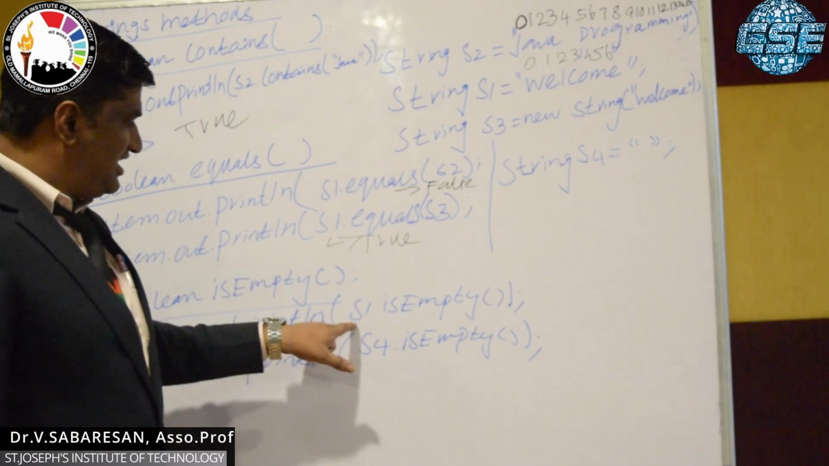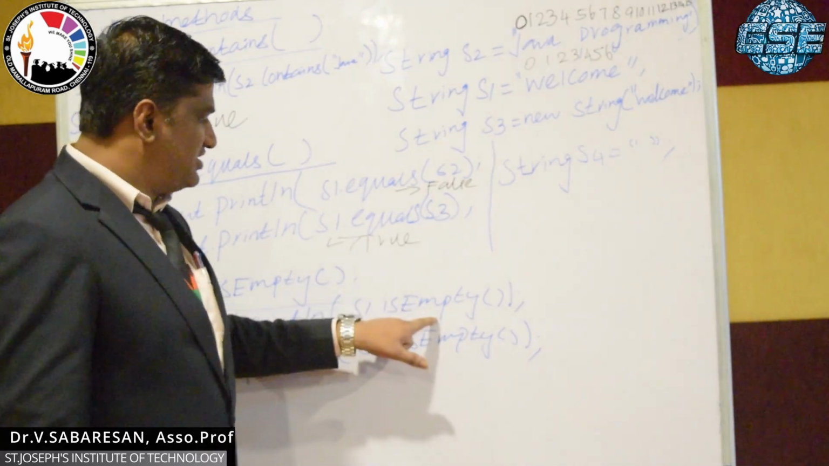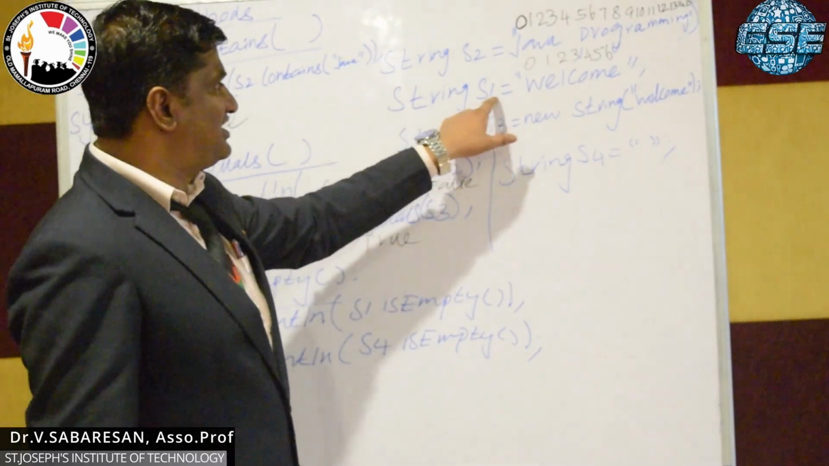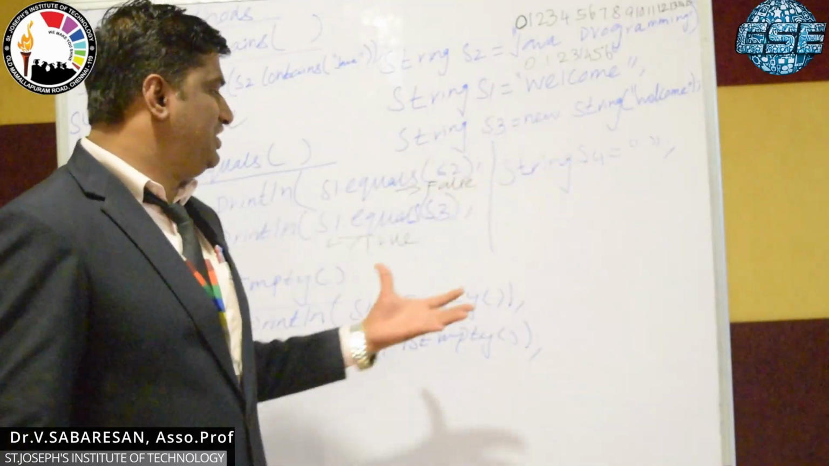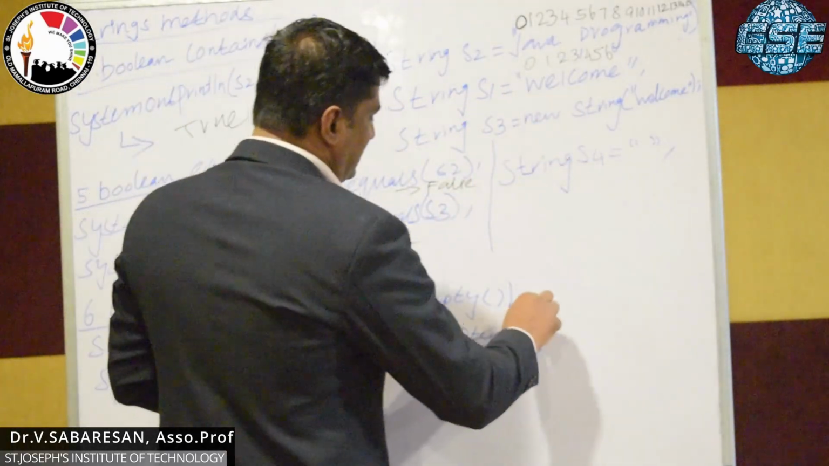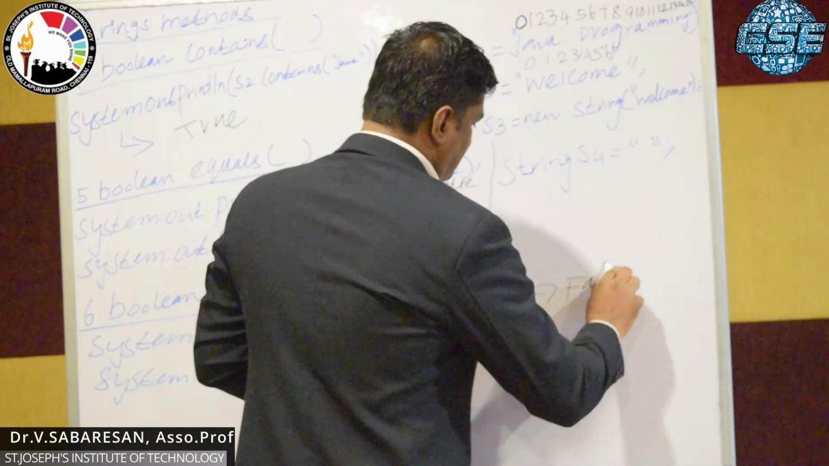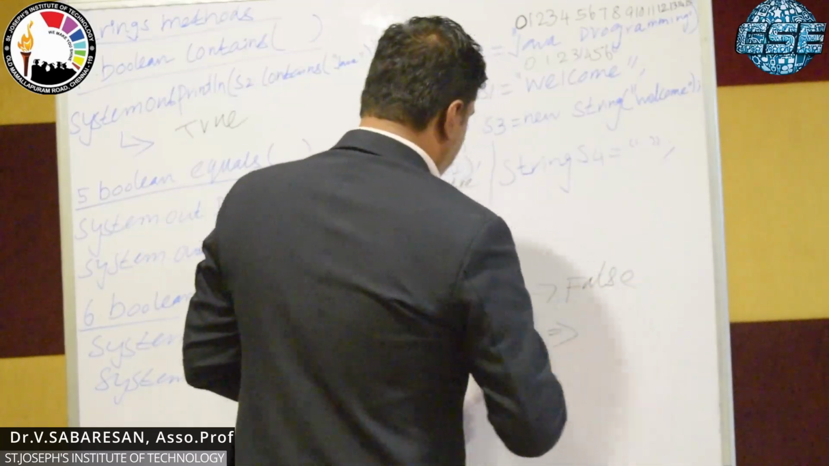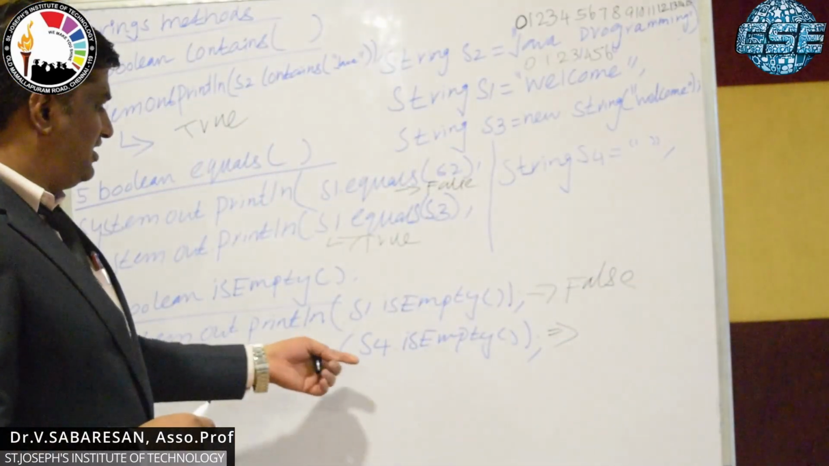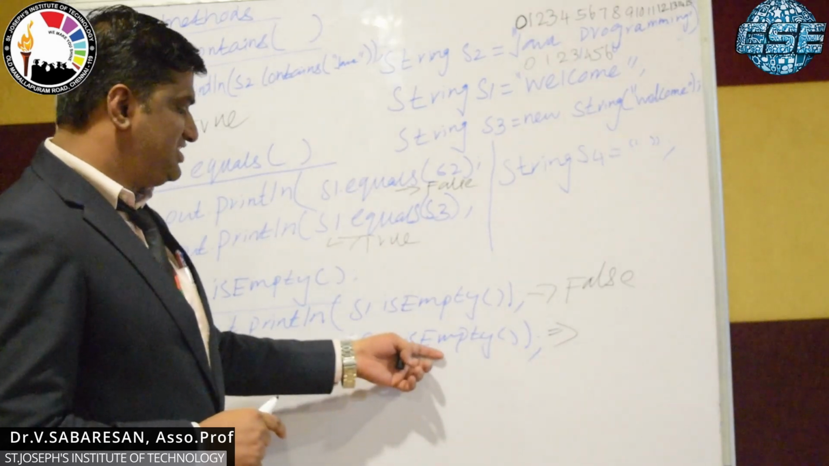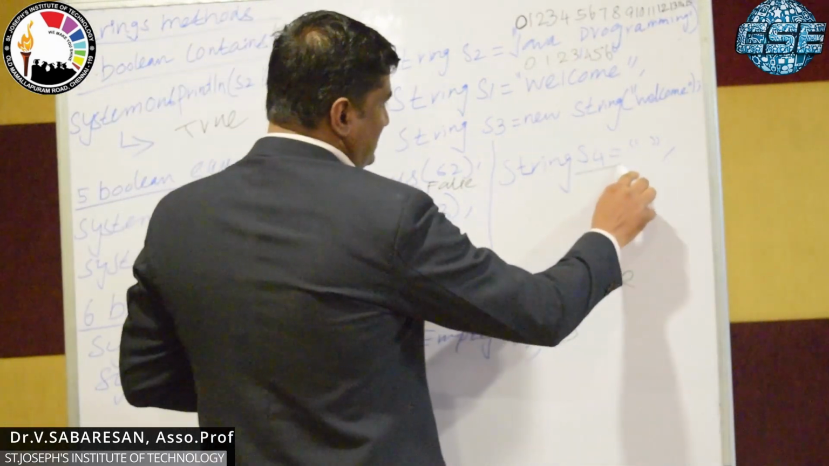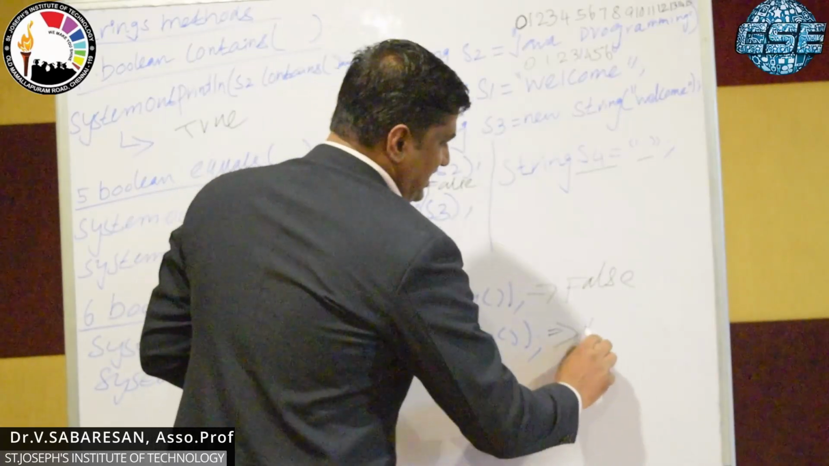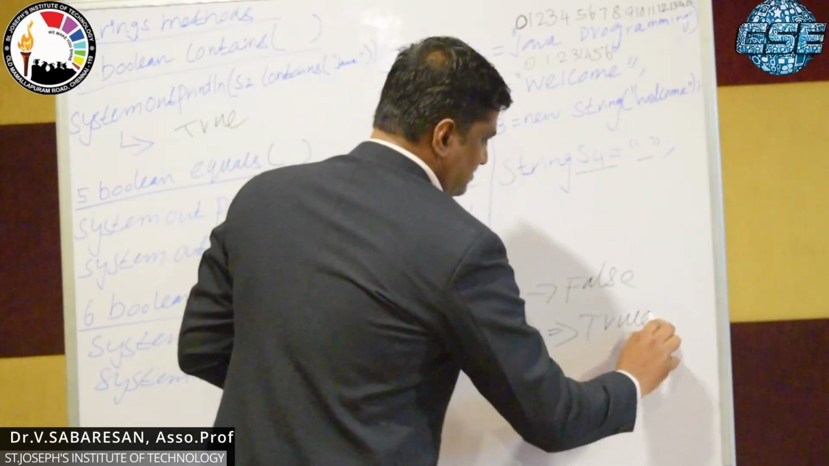Next one, check with s1.isEmpty. Check what's the value of s1. S1 contains some values, some sequence of characters, so it returns false here. In this next example, s1.isEmpty, check what's the value of the s1 string. The s1 string value is empty, so it returns true.